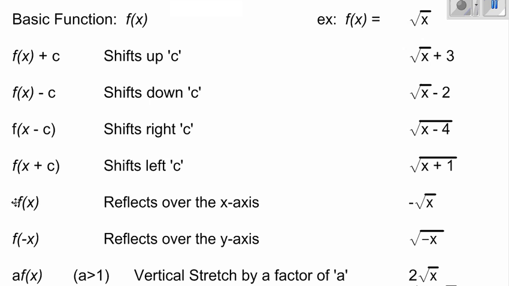A negative out in front would reflect it over the x-axis. So a negative in front of the square root would flip that over the x-axis. A negative inside, right in front of the x, would flip it over the y-axis, reflect it over the y-axis.